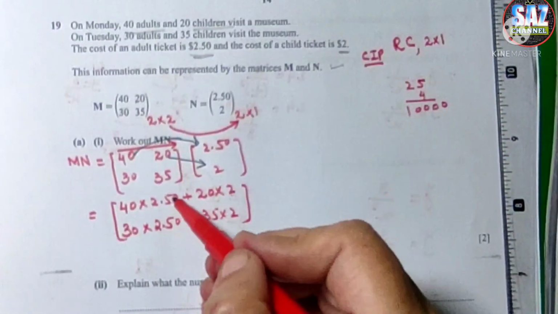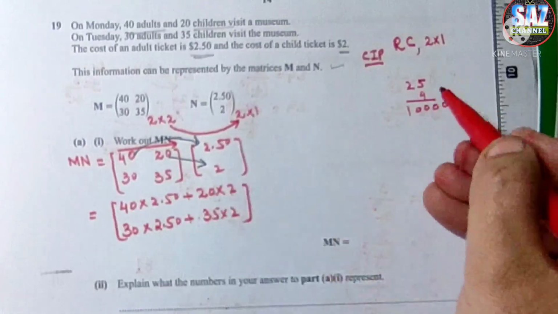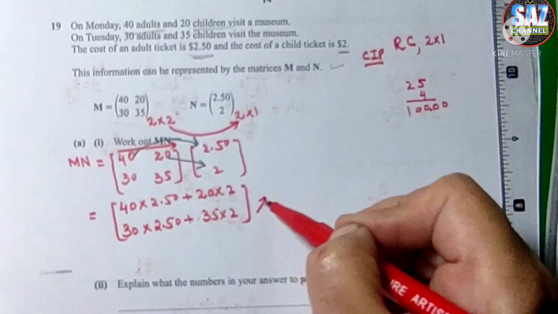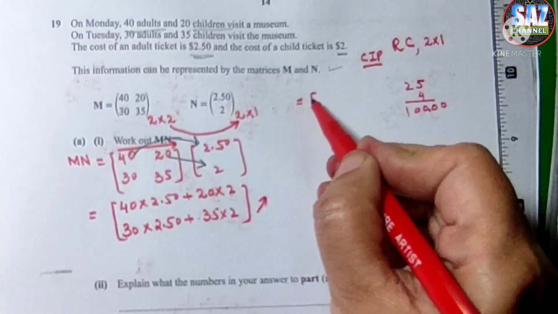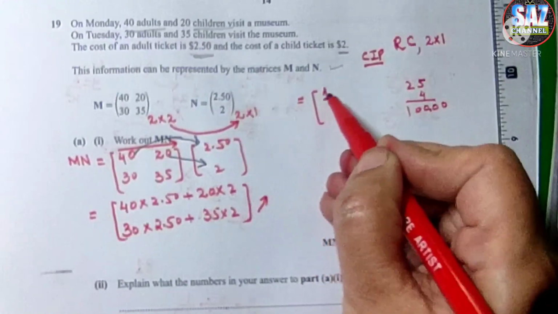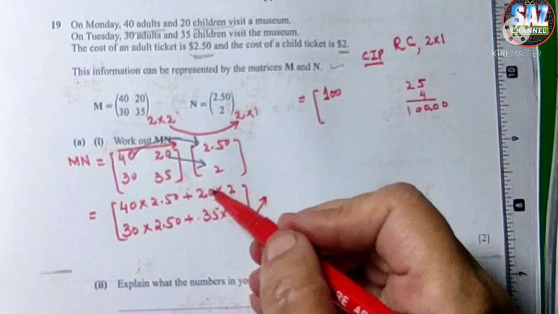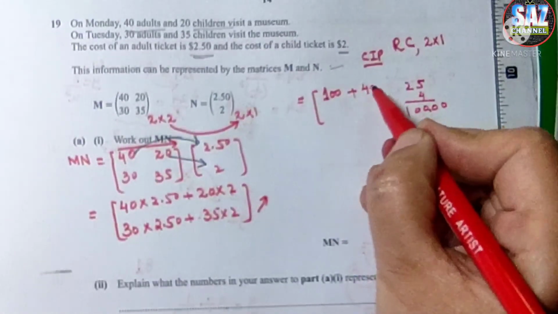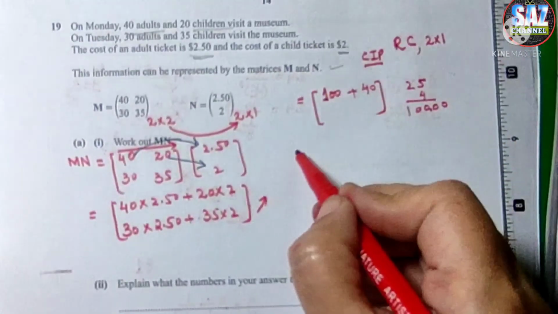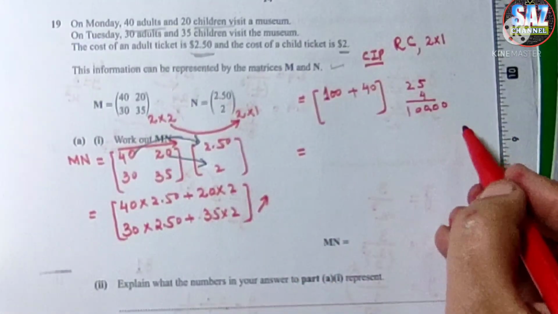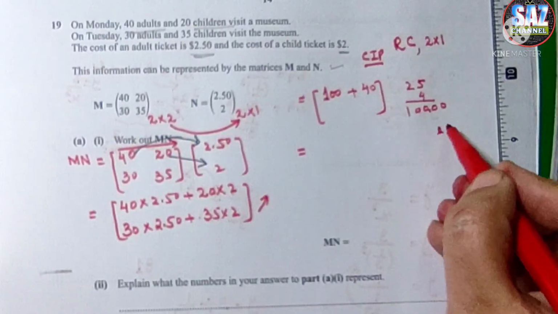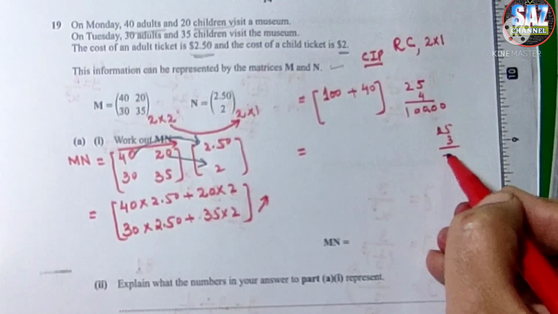Then count the digits after the decimal, 2, so it will become 100. Let me go over here, and this is 100, and this is a simple multiplication of the numbers. 20 times 2 is 40, and then I have to multiply 25 by 3, which is 75.